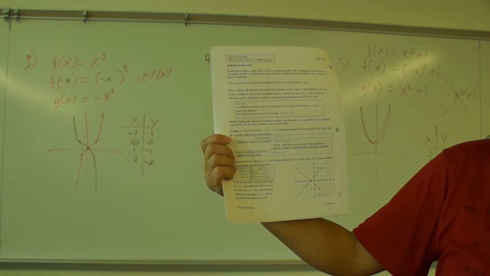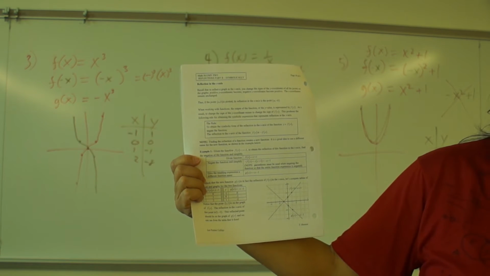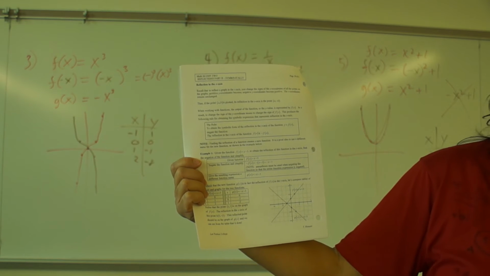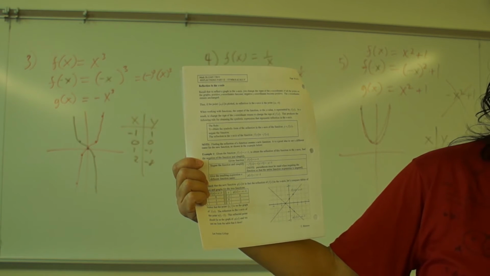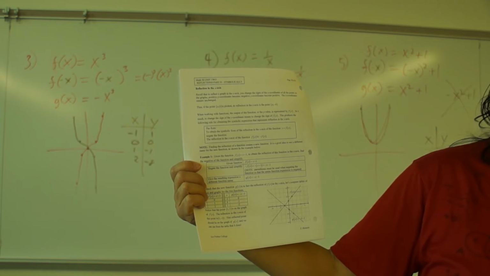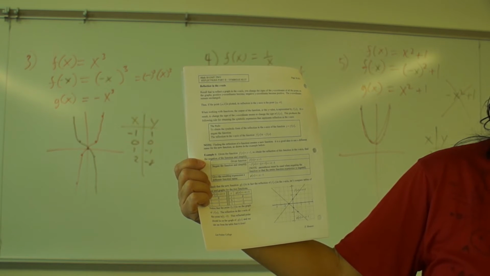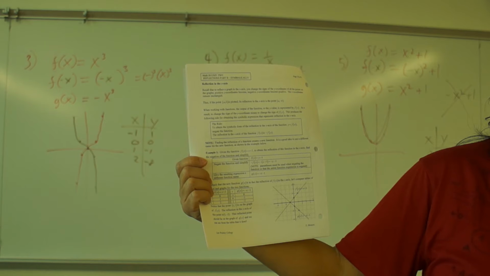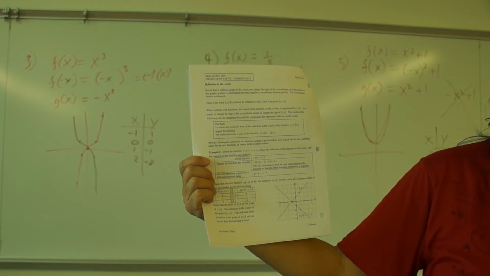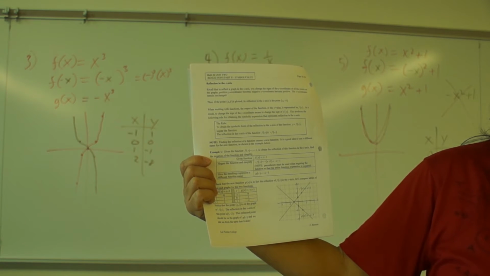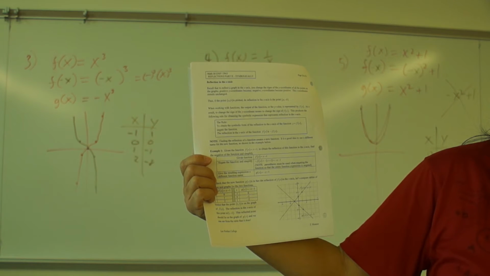Go ahead and just read from the top. Recall that to reflect a graph in the x-axis, you change the signs of the y-coordinates of all the points on the graph. Positive y-coordinates become negative, and negative y-coordinates become positive. The x-coordinates remain unchanged.